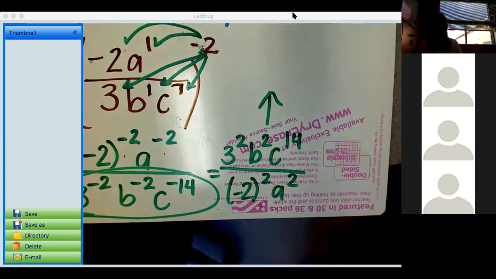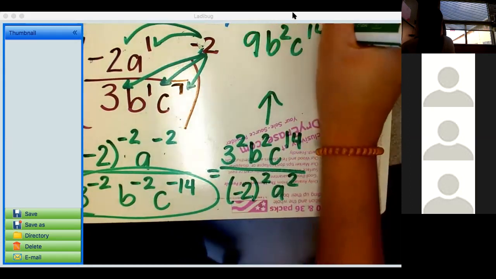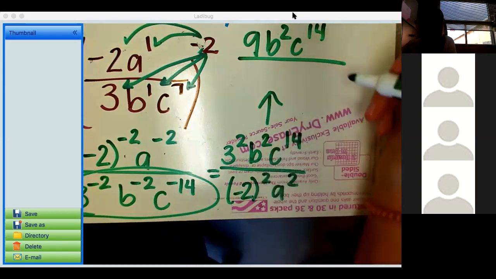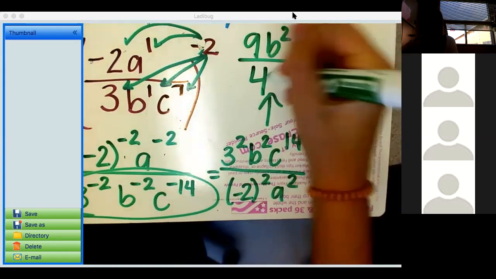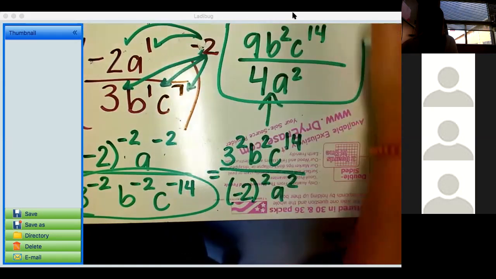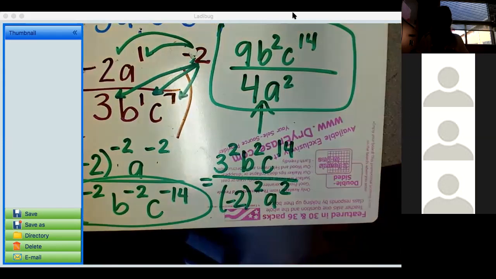And then what's the last thing you should do? Square. Good. Square the numbers. 3 squared is 9. B squared C to the 14th over 2 squared. Good. And it is -2, but look, the -2 is in parentheses. -2 times -2 is still a +4. There we go. So you guys remember your exponent rules. Now you do. Good. That was the whole purpose of this.